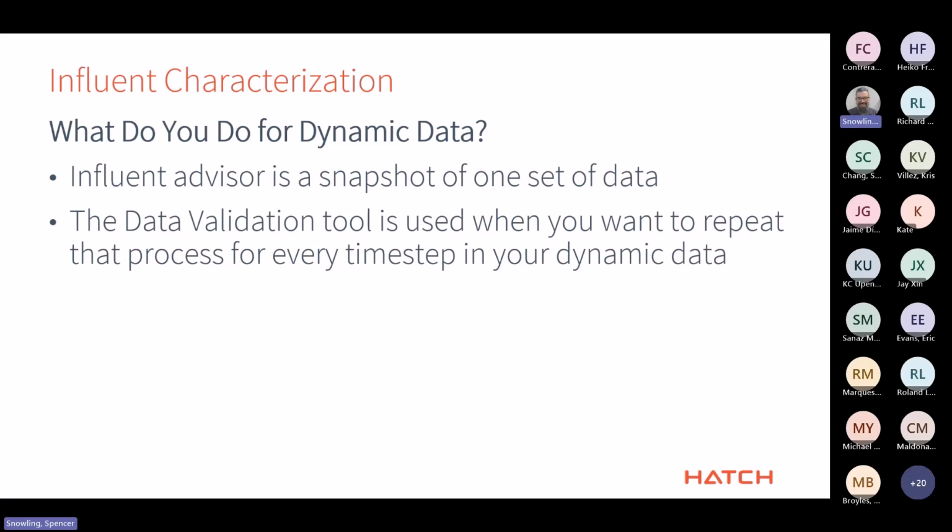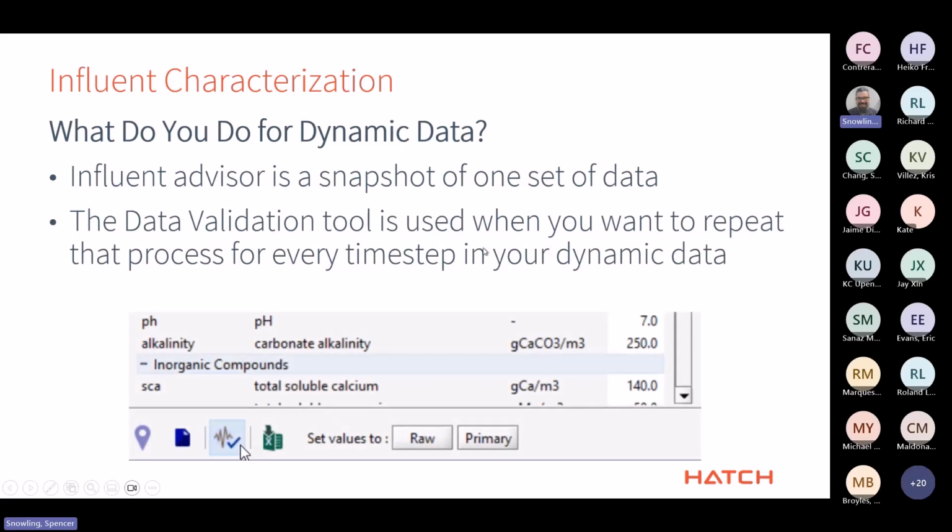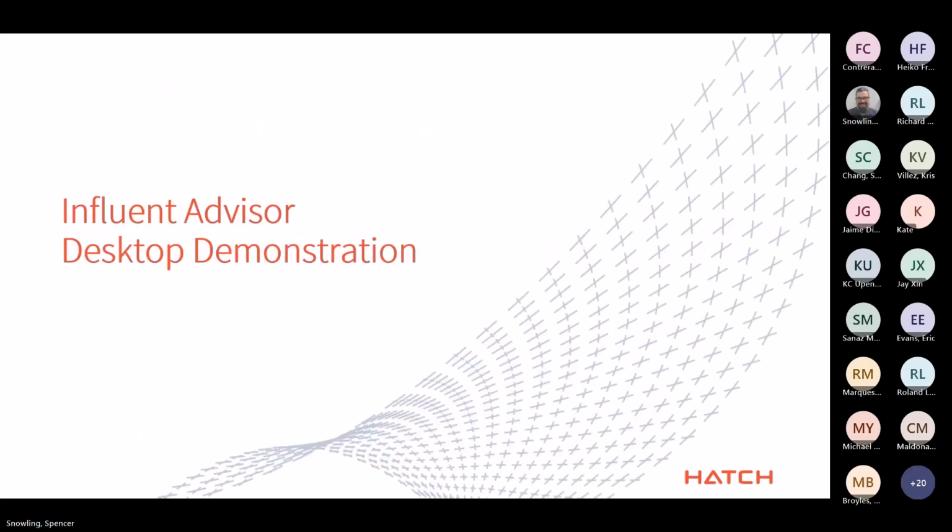So we actually have a special tool for doing that called the data validation tool. It's down at the bottom. It was that other button that I mentioned earlier. Basically, it's performing Influent Advisor on every row of a spreadsheet and then giving you another spreadsheet with all those results. So I'll show you what that looks like right now.